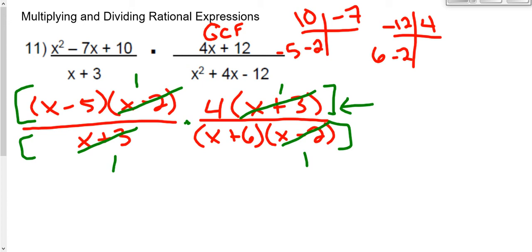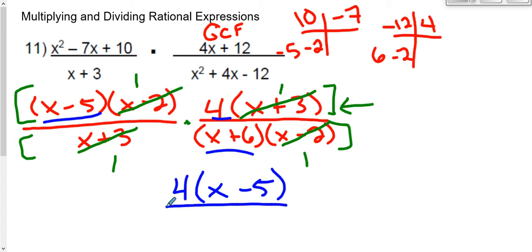I'm going to have this x minus 5 and this 4 left in my numerator. And in factored form, I can write them as 4 times x minus 5. I don't even have to distribute them back together. In the denominator, all I have is x plus 6, so my denominator will be x plus 6. And that one is finished.